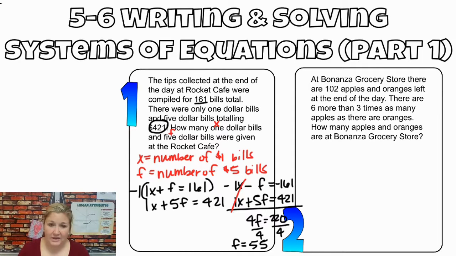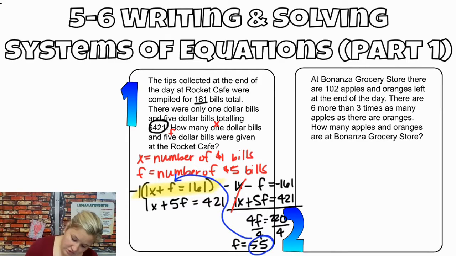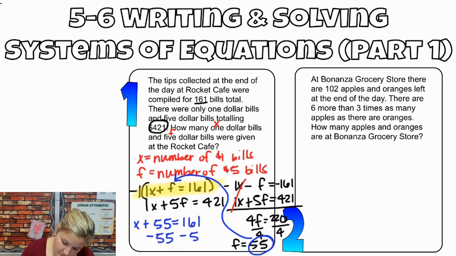So I'm going to plug this into this equation right here. That seems to be the easiest. I'm going to take 55 and plug it in for F into this equation. So I have x plus 55 is equal to 161. I'm going to subtract 55 from each side, and so x is equal to 106.